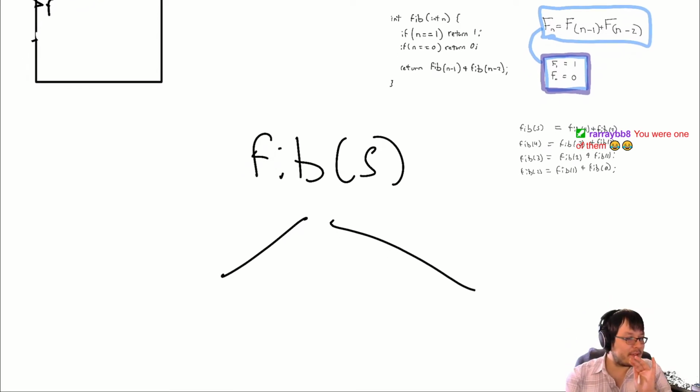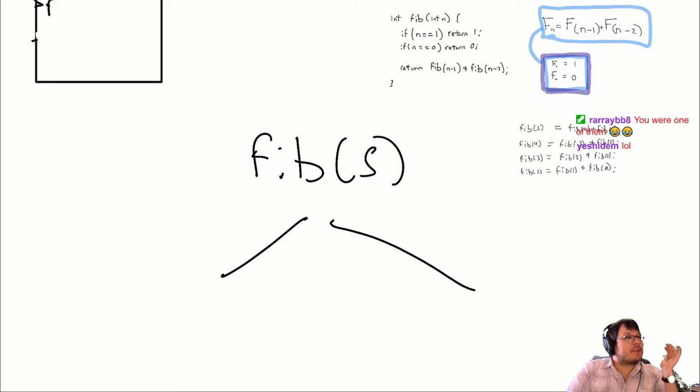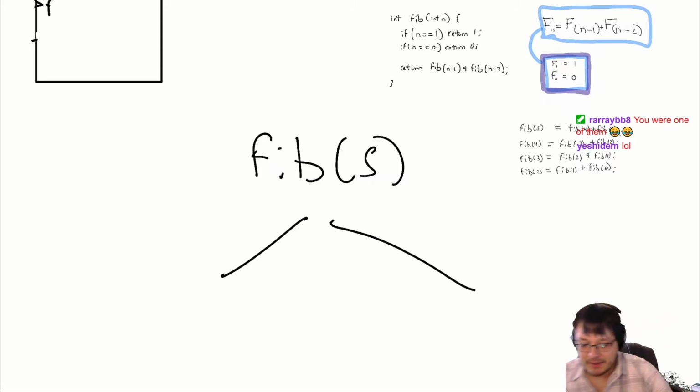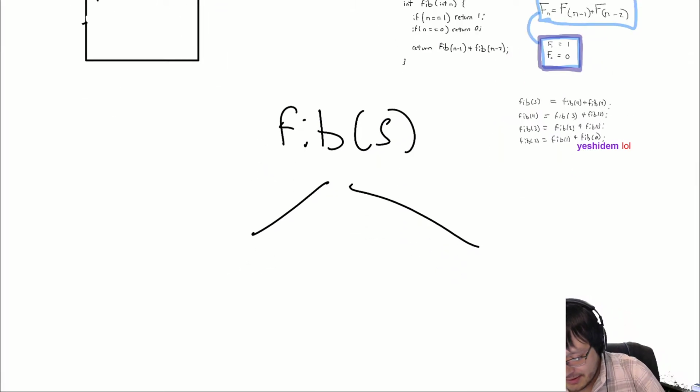Fibonacci 5 is going to be, well, yes, I was one of them, of course. I mean, I wouldn't be taunting about it if I got the question wrong. So, I'd be ashamed at that point to say anything.